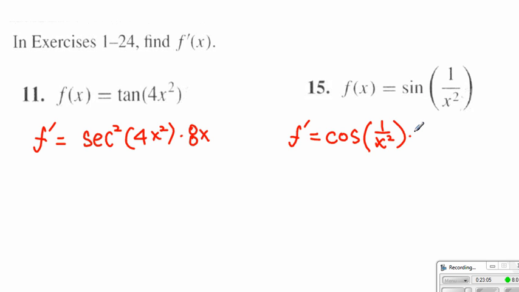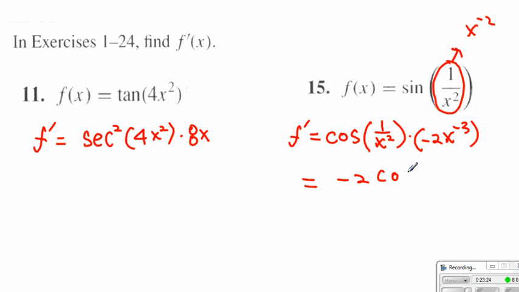Now, we have to multiply it by the derivative of the inside. What is that? If you have a difficult time, you can imagine this one to be x to the negative 2. Then you will easily see that this must be equal to negative 2 x to the negative 3 power by the power rule. If you rewrite this, we get negative 2 cosine of (1 over x) squared, whole thing over x to the third power. That becomes our final answer.